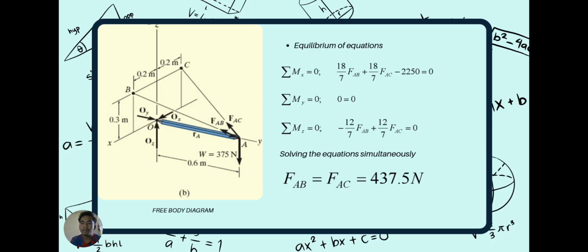Then, taking moment about the z-axis, we obtain another equation that relates FAB and FAC, which is the sum of moments in z equal to 0: negative 12 over 7 FAB plus 12 over 7 FAC is equal to 0. By solving the moment equations simultaneously, we find that the tension in both cables are equal, with FAB equal to FAC equal to 437.5 Newton. So the problem is solved. That's all.